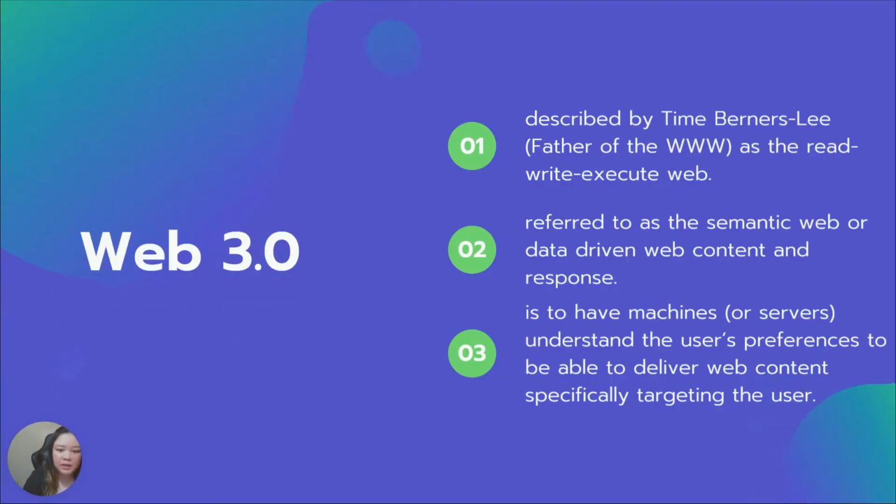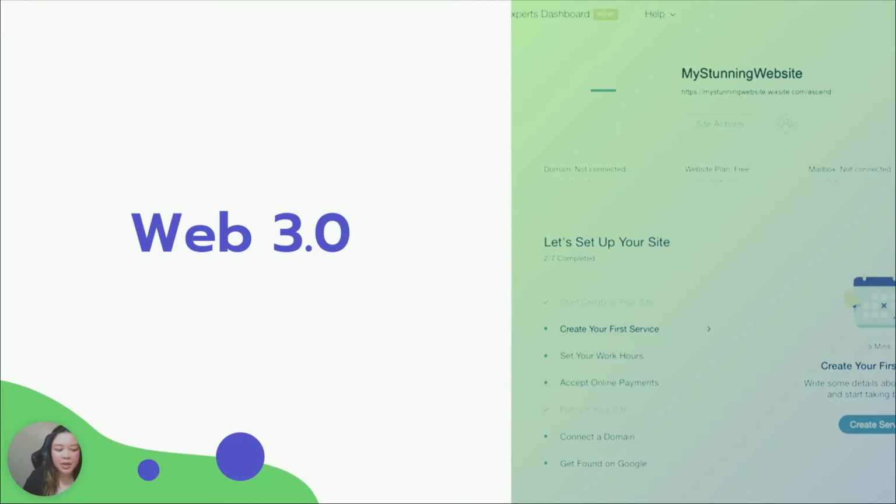Web 3.0 is described by Tim Berners-Lee, the father of the World Wide Web, as the read, write, execute web, referred to as the semantic web or data-driven web content. The response is to have machines or servers understand the user's preferences to be able to deliver web content specifically targeting the user. So here's an example of a Web 3.0 website. This is the dashboard of Wix.com, a site wherein you can create your own site and e-store.